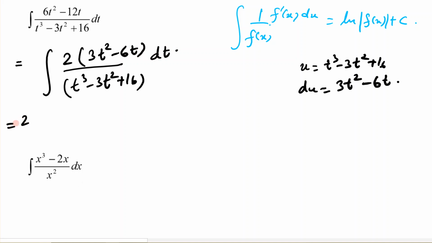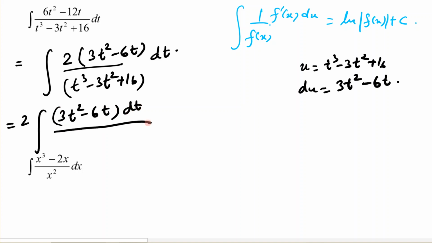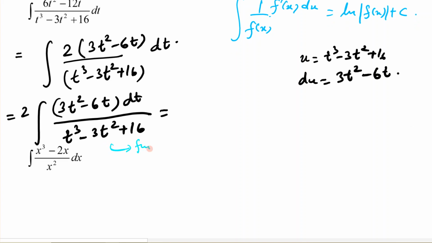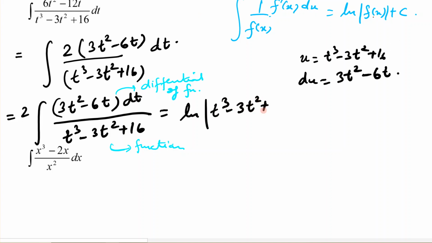So I have this form now, where we have the differential of the function on the top and the function itself on the bottom. So it means our answer should be ln of f(x). I'm just going to rewrite here. This is our function, and on the top we have the differential of the function. So our answer should be of the form ln of the absolute value of the function, so the absolute value of the denominator, t cube minus 3t square plus 16, plus c. So this is our general log form again.